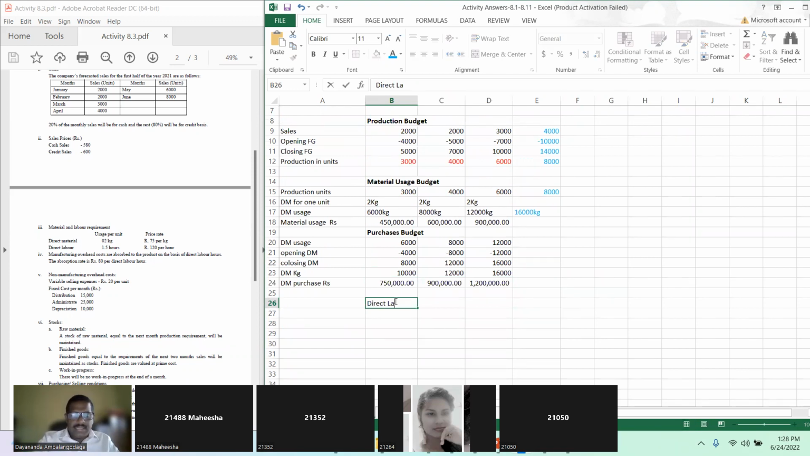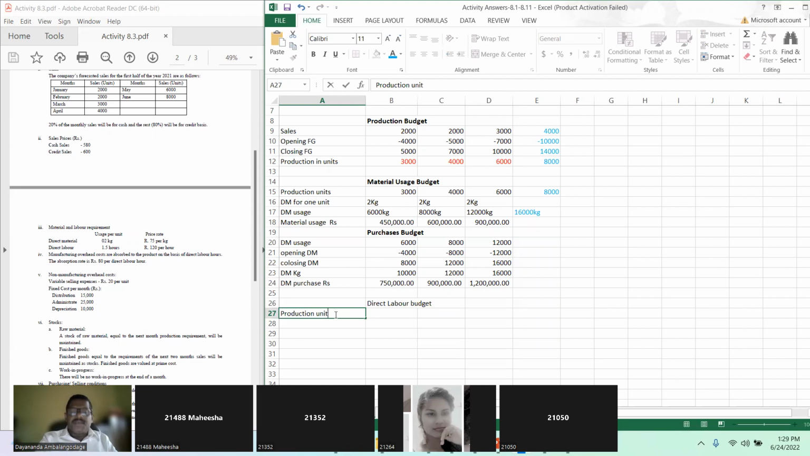Direct labor budget. Remember, we don't prepare 2 budgets for direct labor like raw material, because raw material usage and raw material purchase are 2 different things. The reason for the difference is the stock, but in labor there is no such stock. So thereby labor requirement and direct labor budget, whatever the name, are the same. So we prepare the labor budget, and it's based again on production.